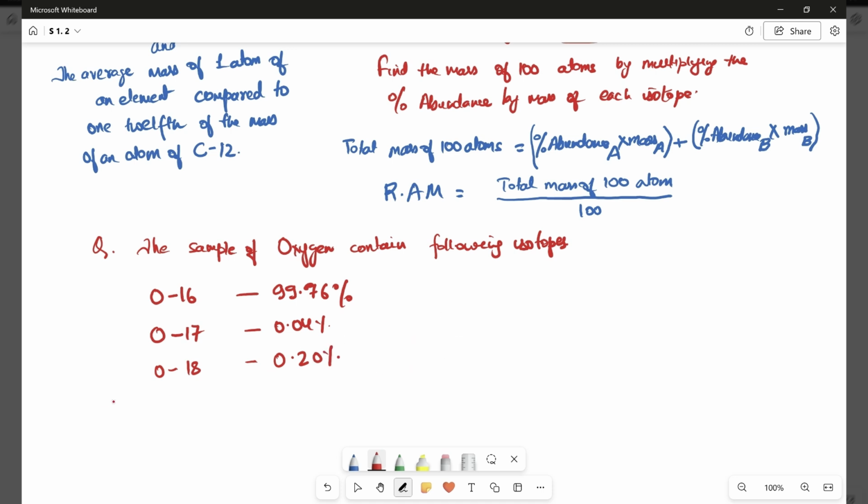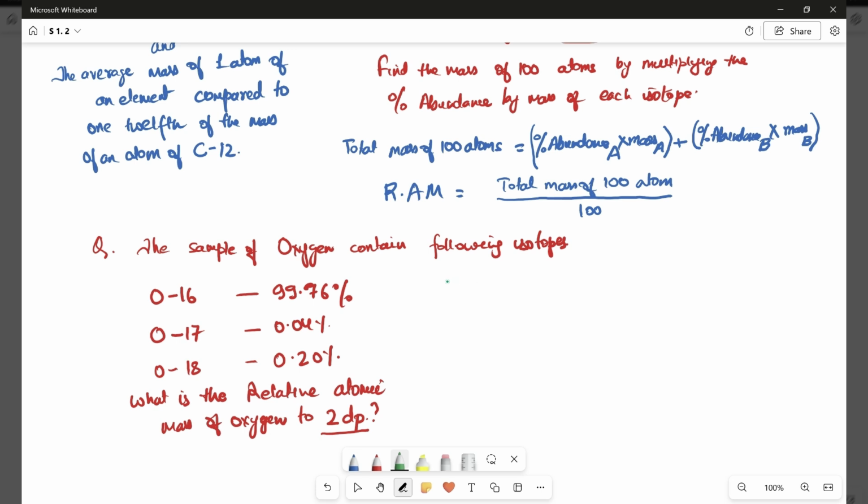The question is, what is the relative atomic mass of oxygen? And you have to write it in two decimal places, 2 dp. Very important: if the question asks in two decimal places, you must write in two decimal places. How to solve? Now, how to solve?